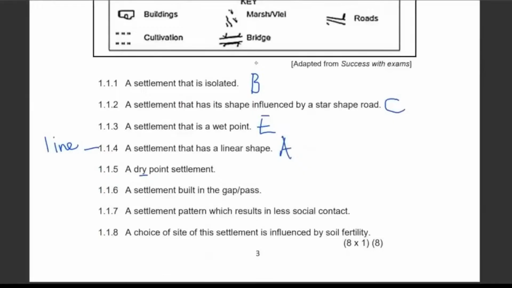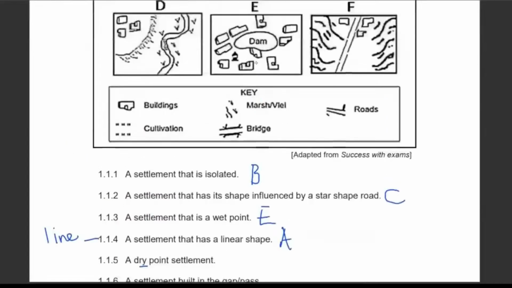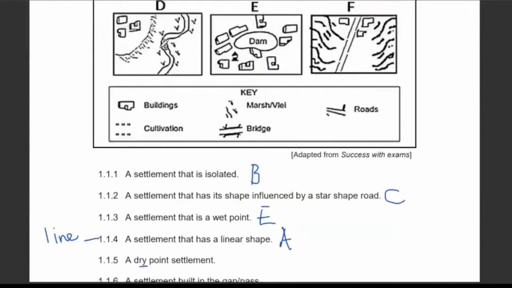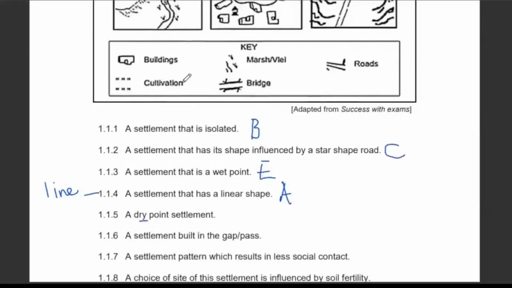Then number 5, a dry point settlement. We've explained what a dry point settlement is. If we check here, this is a swampy area. We can see this is a marsh or a vlei, and this settlement is on a high-lying area. So it means this settlement was established here because this area is prone to flooding. That is why the settlement was established on this high-lying area. So it's D for number 1.15. Our correct response is D.